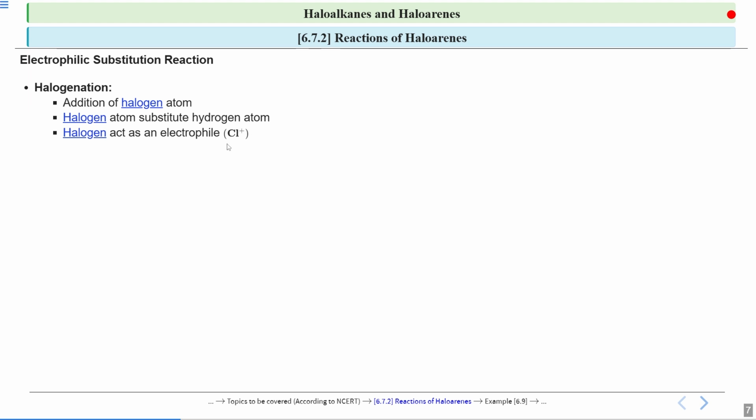If you are talking about, let's say, chlorine, so chlorine positive will come towards the benzene ring, substitute one of the hydrogen atoms, which is most reactive and most easy to substitute, and then place itself at that position. Halogenation happens in such a way. So halogenation consists of the addition of a halogen atom in the benzene ring after the substitution of a hydrogen atom, and the halogen will act here as an electrophile.